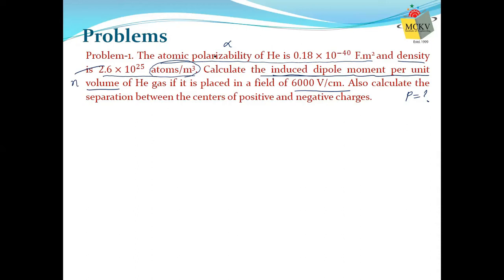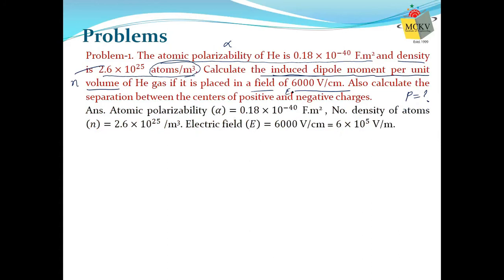So N is supplied, atomic polarizability is supplied. What else? If it is placed in a field of this, again confusing. Which type of field? There can be several types of field: gravitational field, electric field, magnetic field. What is that field? Again, check it. Volt per centimeter, so it is an electric field. And of course, we are dealing with dielectric materials, so it should be an electric field. So atomic polarizability, atomic density, and electric field are given.